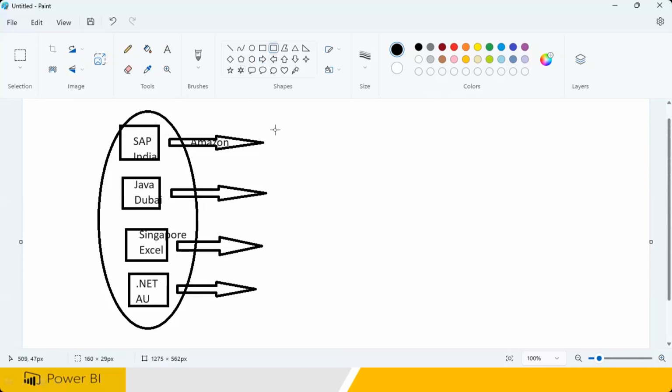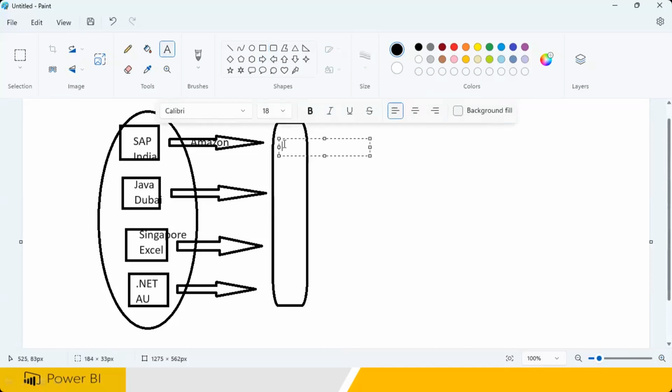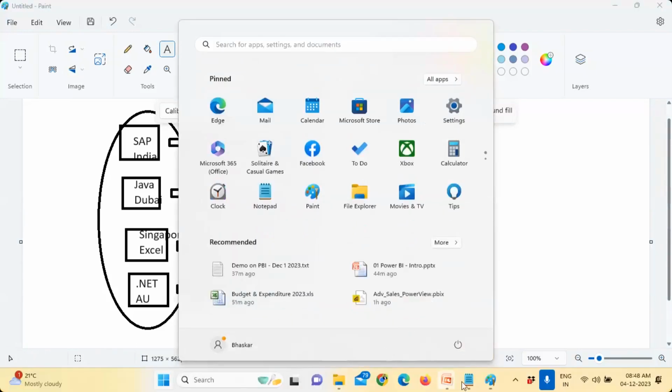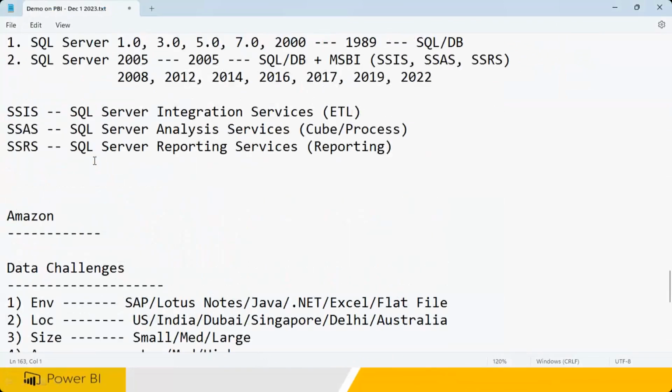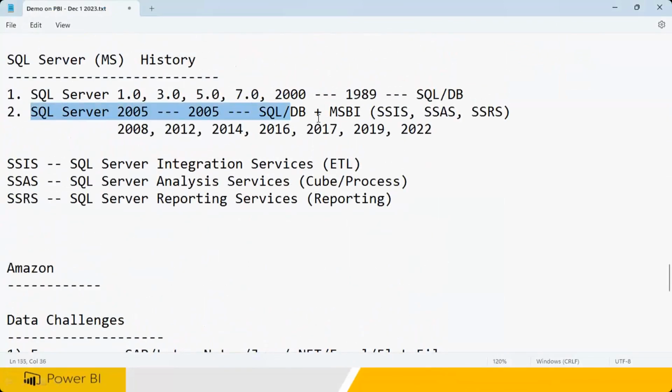So to combine the data, we are going to be using a tool called an ETL tool: extracting the data, transforming the data, loading the data. So what is the tool Microsoft is going to be giving? SSIS. This tool is from MSBI. That is what I told you, right? So when you're talking about SQL Server, MSBI, we are going to be using one tool called SQL Server Integration Services. This is the tool we're going to be using to extract the data, transform the data, and load the data.